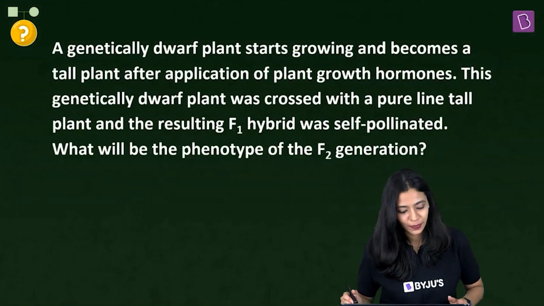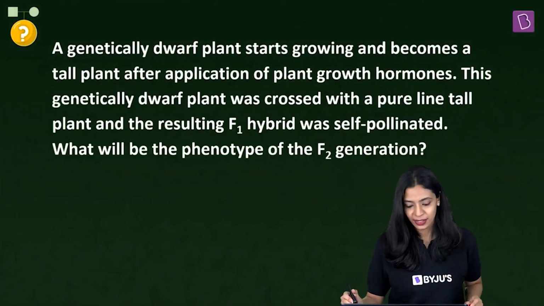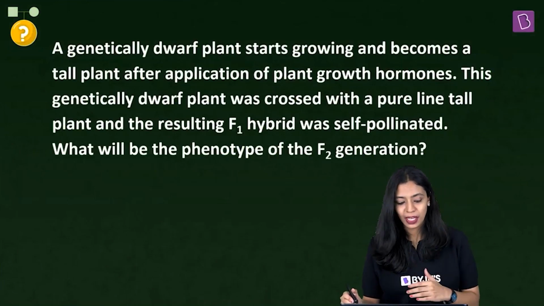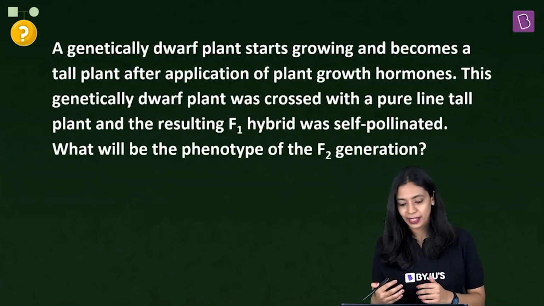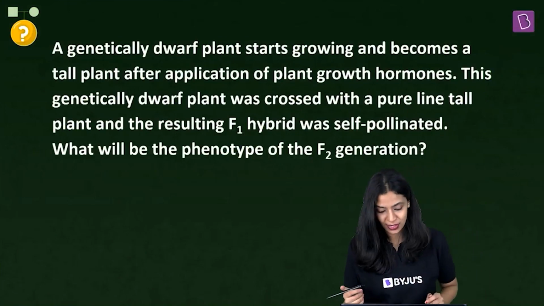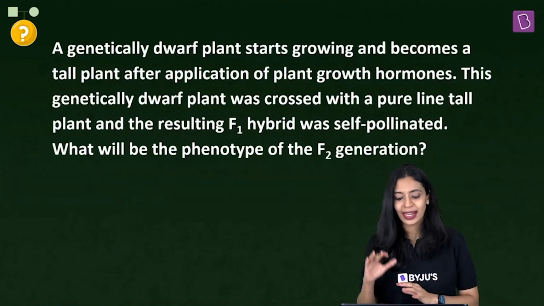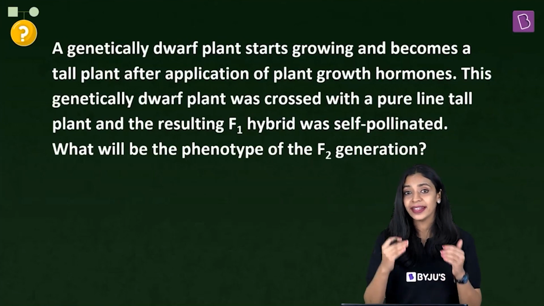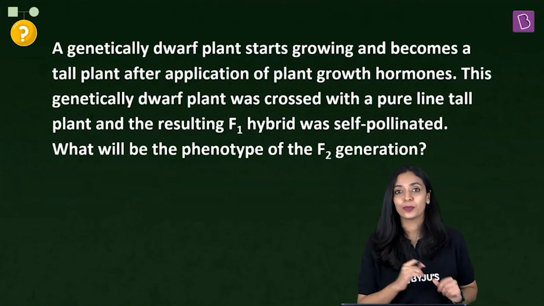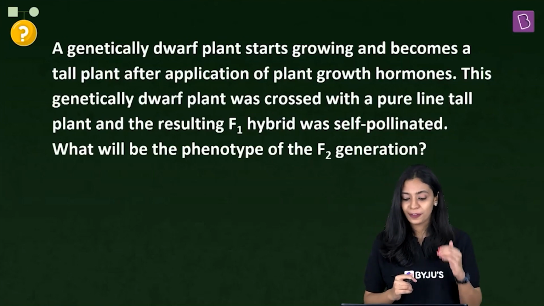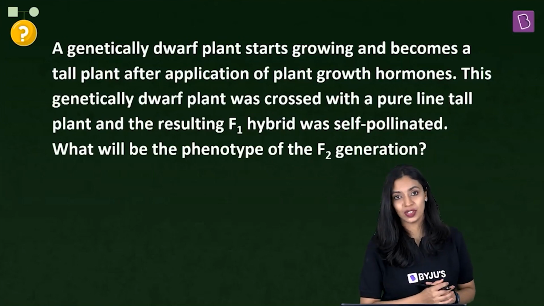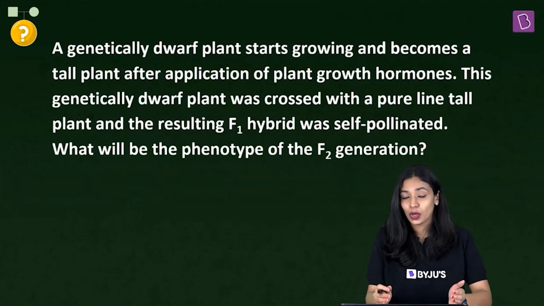Here's the question. A genetically dwarf plant starts growing and becomes a tall plant after the application of plant growth hormones. This genetically dwarf plant was crossed with a pure line tall plant, and the resulting F1 hybrid was self-pollinated. What will be the phenotype of the F2 generation? Now, this is a very long question that has a lot of information.